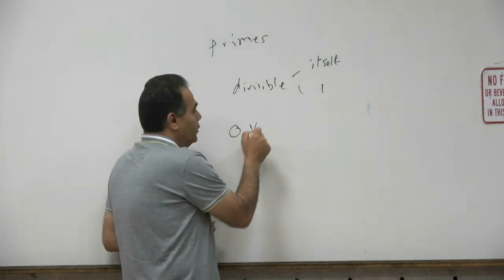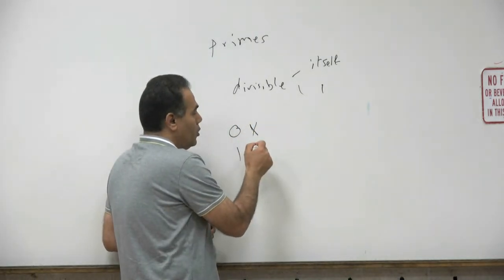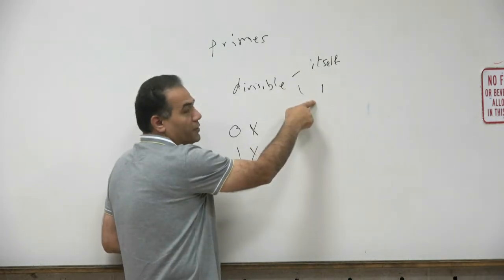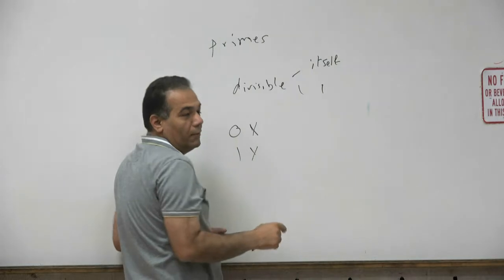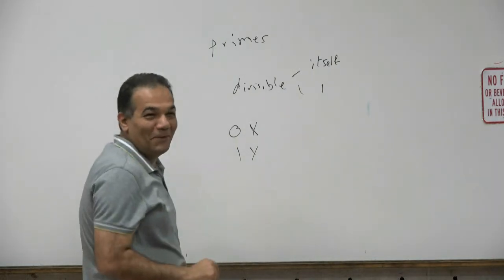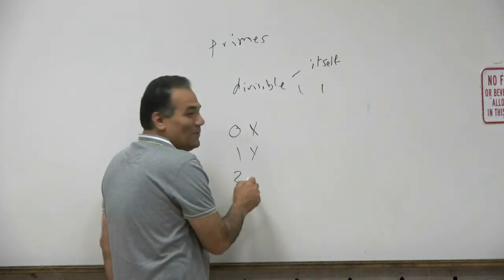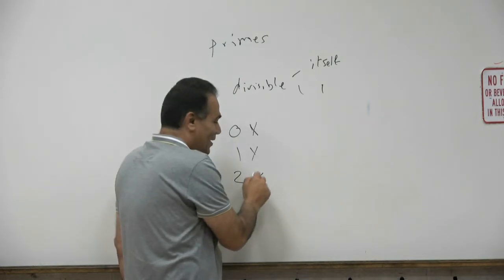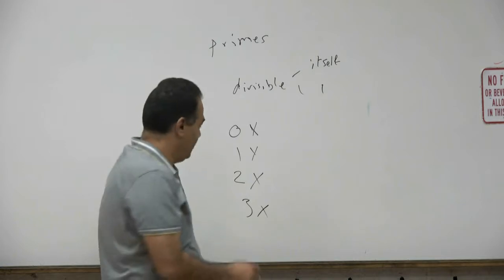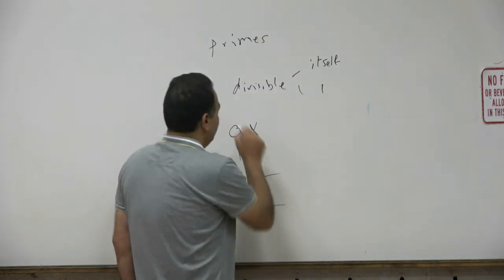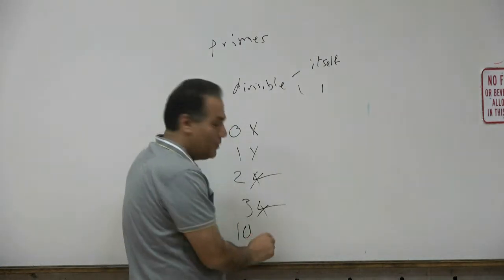No. Is 1 a prime? No, because it divides by itself, but it's not considered a prime. How about 2? Yes. 3? Yes, and so on and so forth. 10? No. Okay.